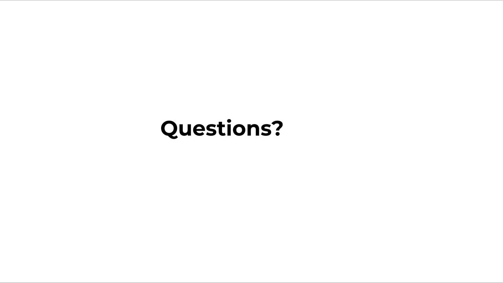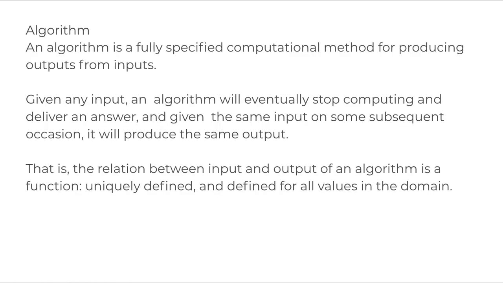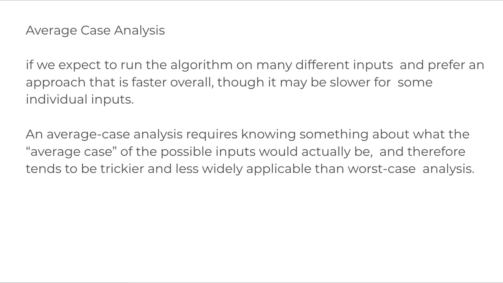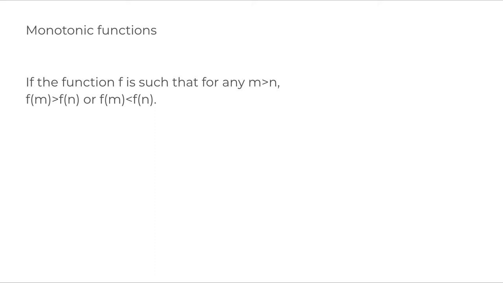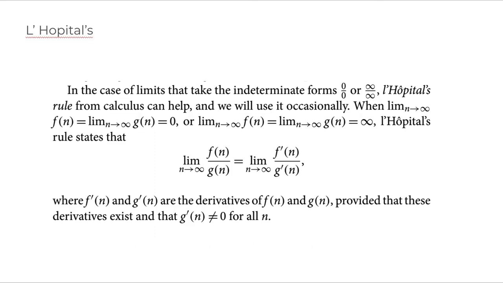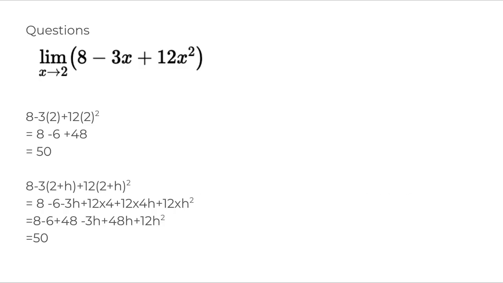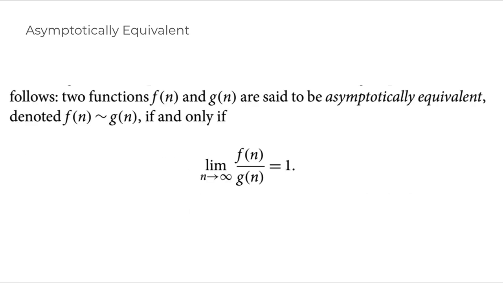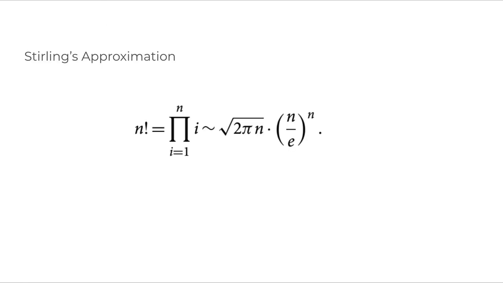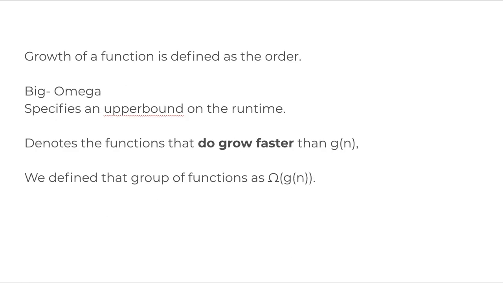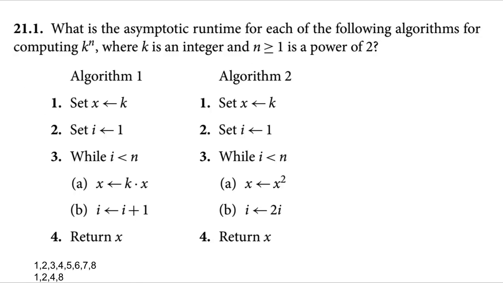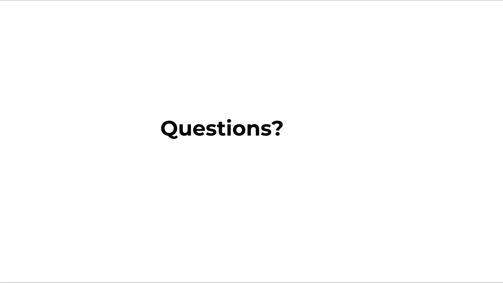For order of functions, what we learned was, we started with discussing what algorithms are. We went to the different kinds of order of functions. Let me just go over it: algorithms and worst case scenario, average case scenario, types of order functions, monotonic functions, limits, how do you solve limits, like L'Hopital's rule, and a couple of questions on that. What is asymptotically equivalent? Growth of functions, big O, big omega, little o, little omega, and we did a couple of questions on finding the asymptotic runtime, and that's it for this section, right?